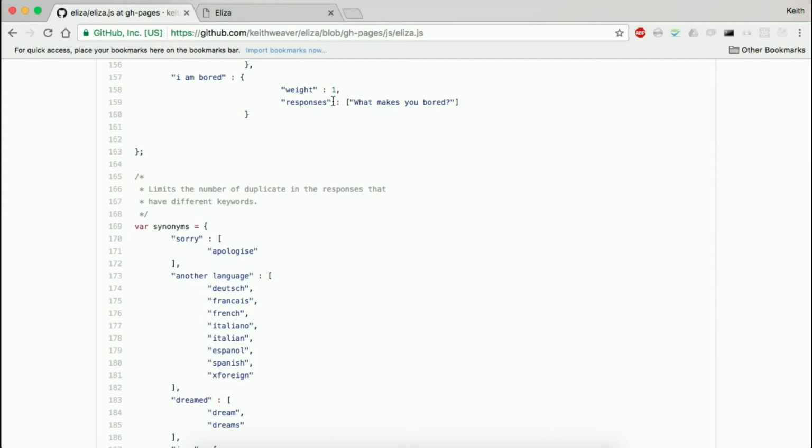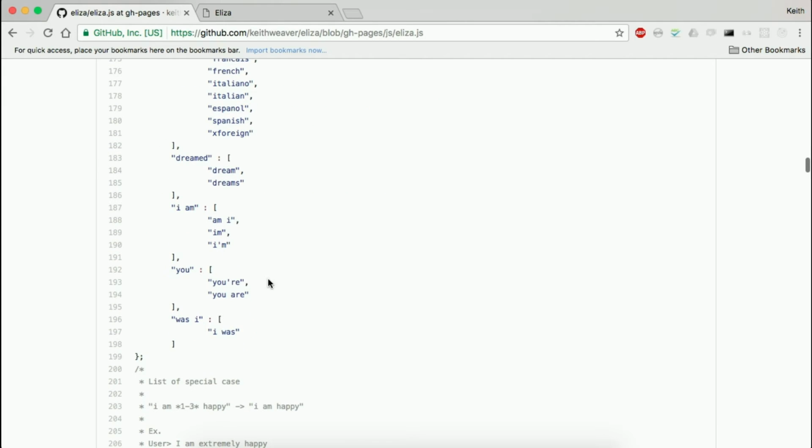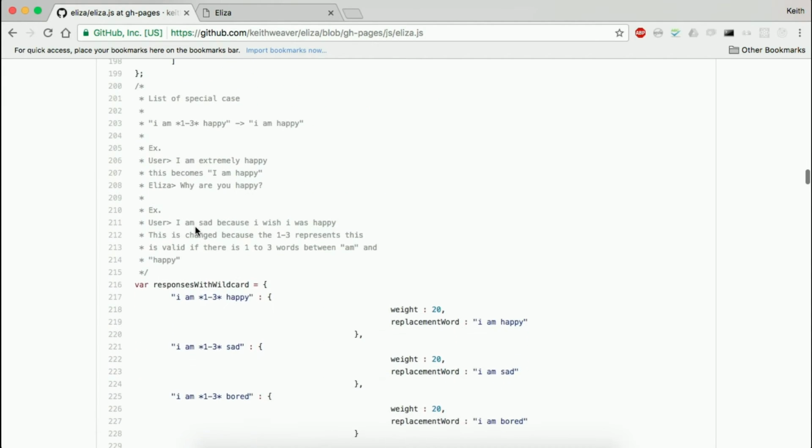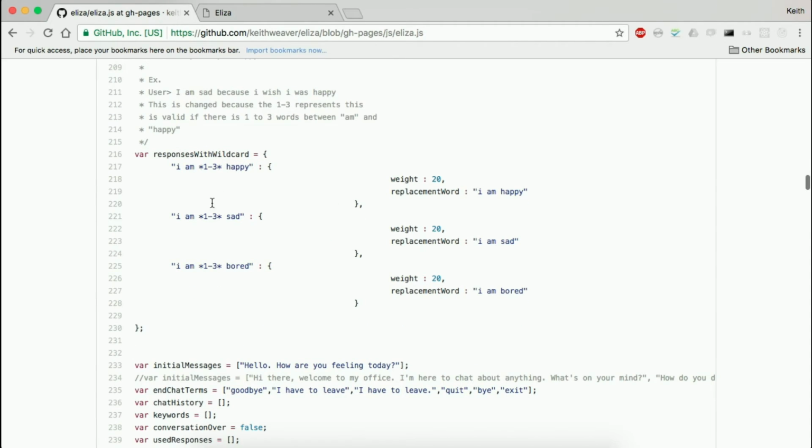But then I also implemented this here. It's synonyms. The idea is, I didn't want to write code about every single language, because then I'd be sitting there all day writing all this stuff up. So what I did was create a list at the start, when you initialize the conversation, it generates the wild cards for the other people as well. So dream, dreams, all those are the same. And then here are responses with wild cards.